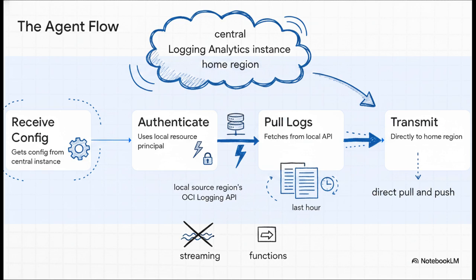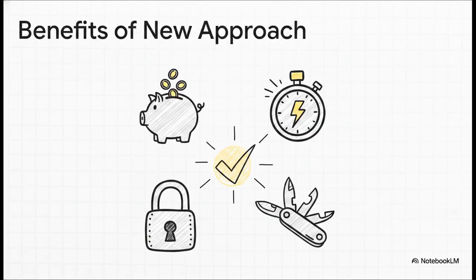Step 4, the agent securely transmits those collected logs directly back to your home region. No streaming, no functions, just a direct, secure pull and push. So what does this all mean for you operationally? Well, because you completely eliminate OCI streaming and functions, you drastically reduce your cloud bill. Hello, cost efficiency. Also, by removing those middlemen hops, the latency between an event happening remotely and it showing up in your central dashboard drops like a rock. Plus, it's highly versatile. We're not just talking about audit logs here. This works for various log types available via OCI logging APIs.